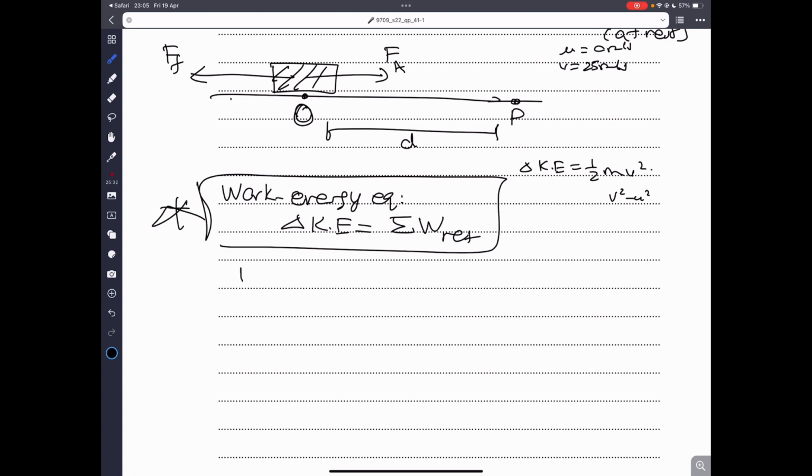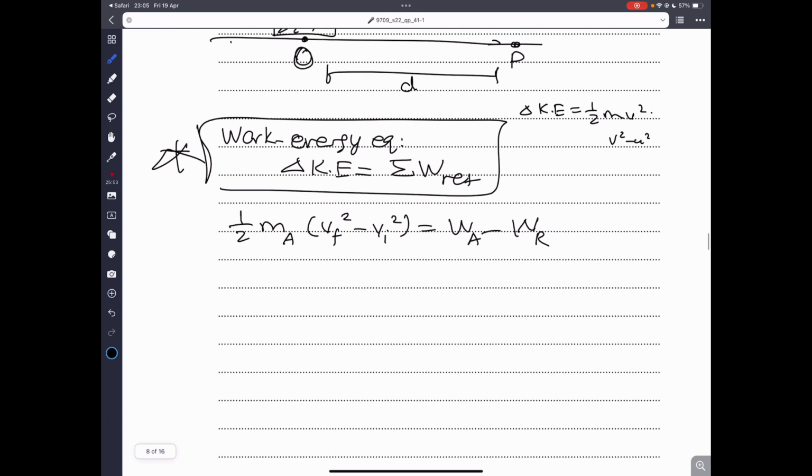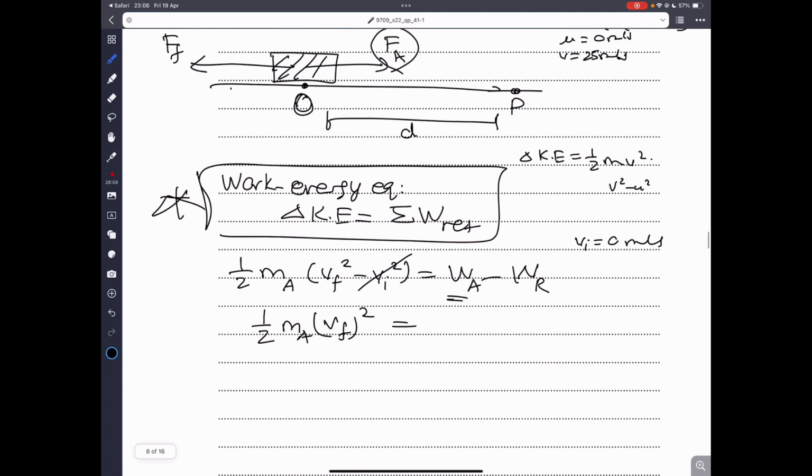So this is going to be 1/2 m, the mass of A, times v final minus v initial squared, equals the work done by the engine, which is FA, minus the work done by the resistance. Because initial is at rest, 0 meters per second, we can cancel it and rewrite this as Vf squared equals, now the work done by the engine is the driving force times the distance that it moves, because work done is force times the distance in that direction, minus the work done by the resistance.